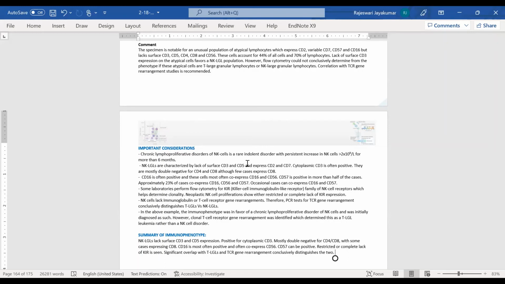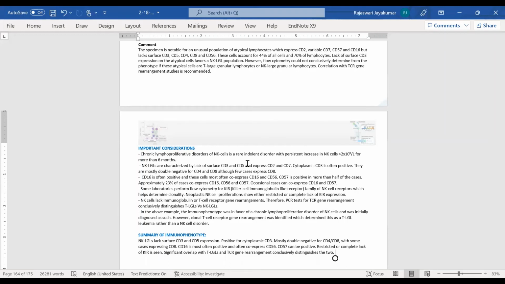Some labs perform flow cytometry for killer cell immunoglobulin-like receptors for NK cells, because just like you see kappa lambda light chains on your B cells, or alpha, beta, and gamma delta on your T cells, NK cells, although they do not have T cell receptors, do have KIR receptors, and a restriction of these can indicate that these are neoplastic. So some labs perform KIR flow cytometry, although we did not do that here.